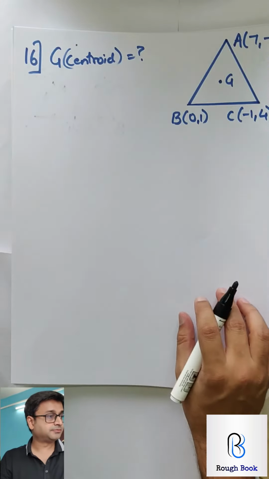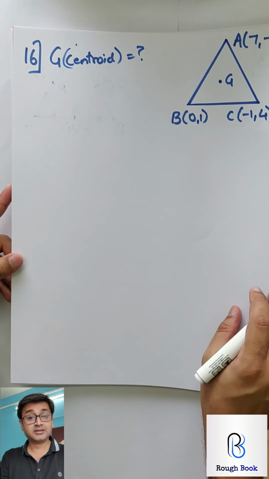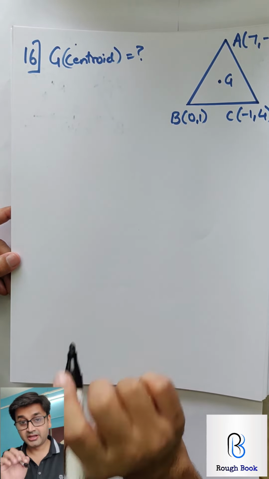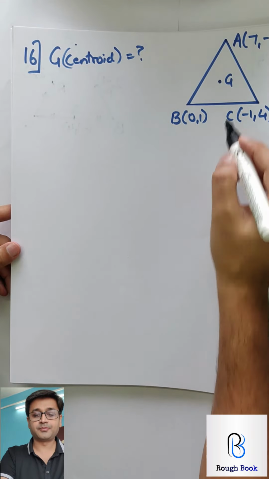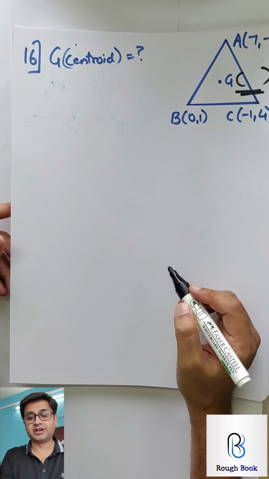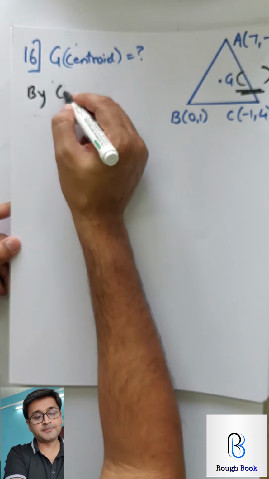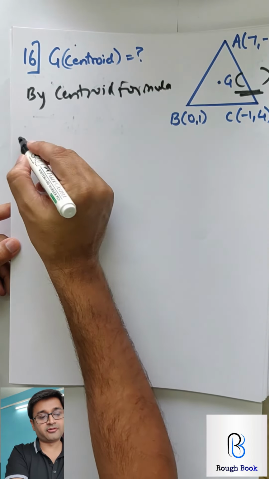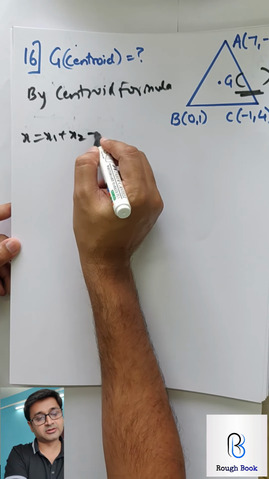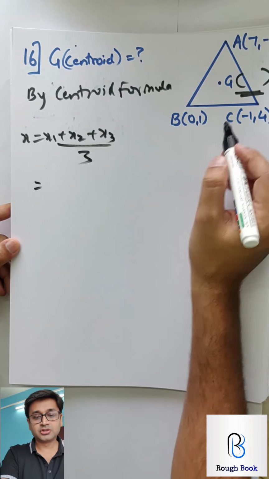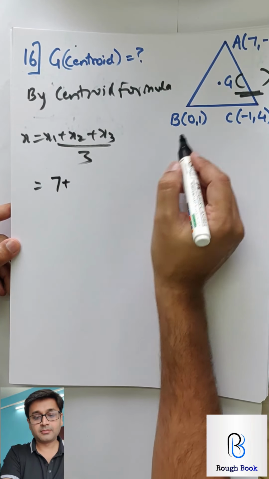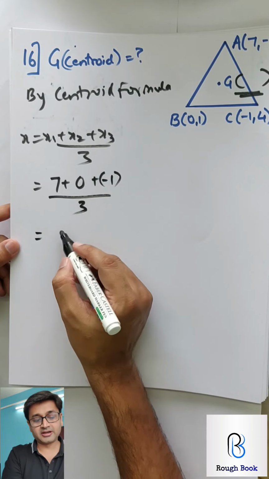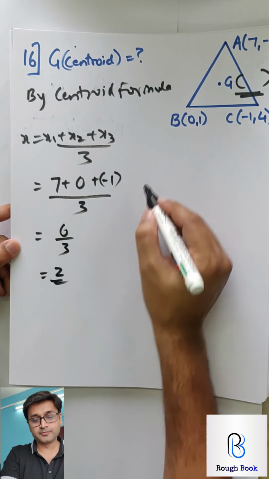Yeah. Next one, 16th. This is centroid. Do you remember the centroid formula? x1 plus x2 plus x3 by 3. Don't write 2, otherwise you will mess up. They want you to find the coordinates of this centroid. So obviously you will say by centroid formula, x is x1 plus x2 plus x3 by 3. So what is x1? 7 plus 0 plus -1 upon 3. So 7 minus 1 is 6 by 3, so 2.